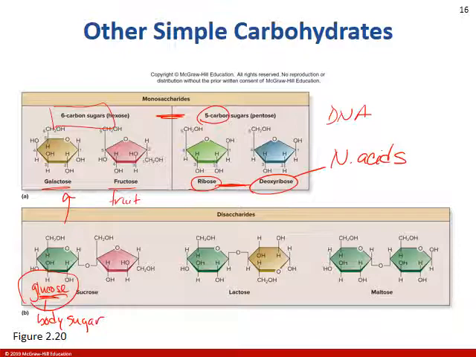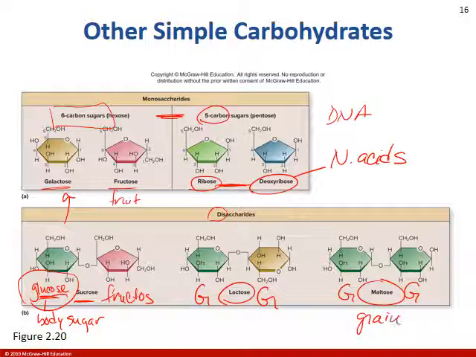So then if you link them together, these are disaccharides. We just took 2 monos and put them together. So glucose and fructose, and you get sucrose, which is table sugar. And then if I take a glucose and a galactose, I get lactose, which is milk sugar. And then if I take a glucose and a glucose, I get maltose, and that's kind of the sugar from grains.